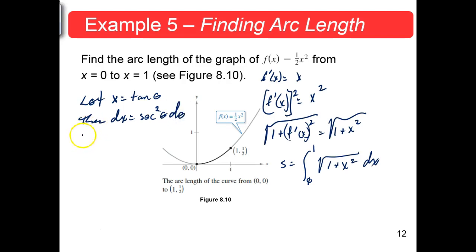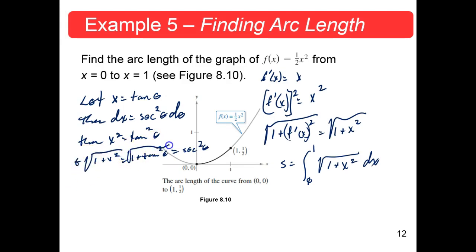Also another then is x squared equals tangent squared, right? And 1 plus x squared equals 1 plus tangent squared. And that, by the way, is equal to secant squared theta, right? And then the square root of this will be the square root of that, so the square root of 1 plus x squared is equal to secant theta. Okay. Now.